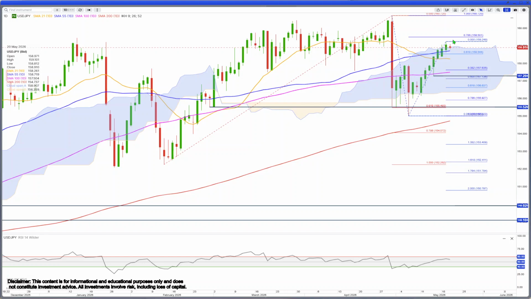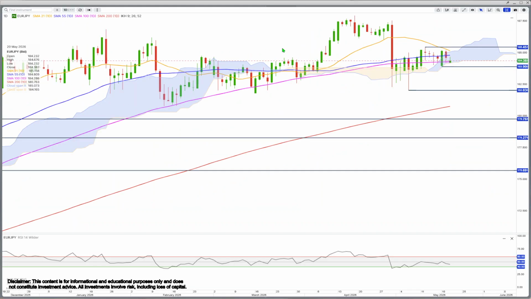But let's see if there are some braves out there that want to try 159.50. It's not unlikely, but the RSI is telling us a story that it is fading a little bit.